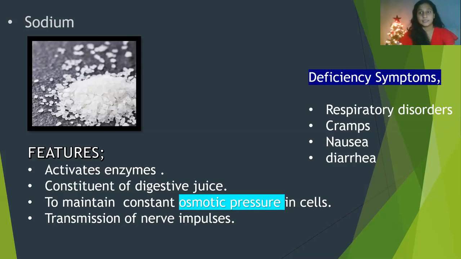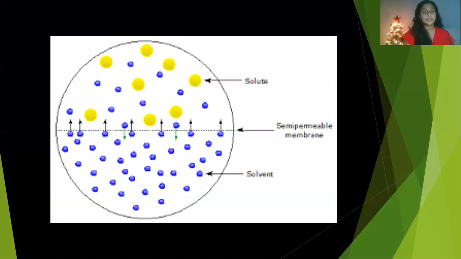And then the deficiency symptoms are respiratory disorders, cramps, nausea, and diarrhea. Nausea means it's like morning sickness. You feel vomitish like that. And then this is osmotic pressure, just a diagram for y'all. There's a semi-permeable membrane, and the high concentration of solvent goes through the semi-permeable membrane to the other side.